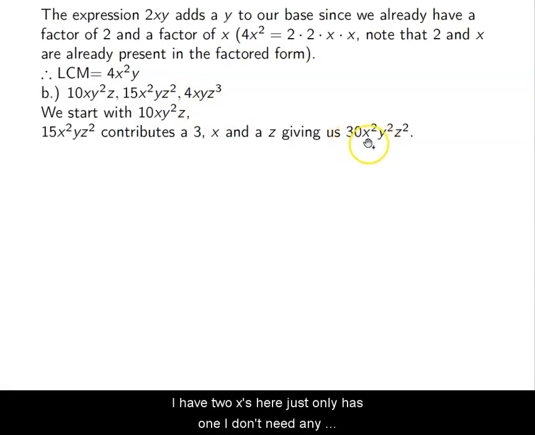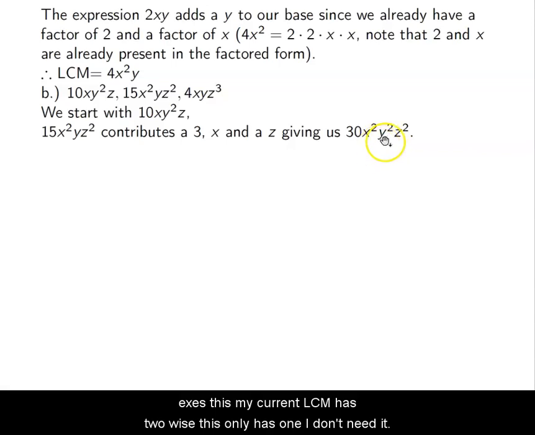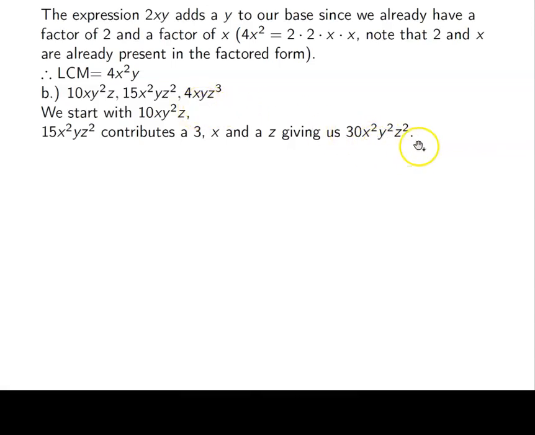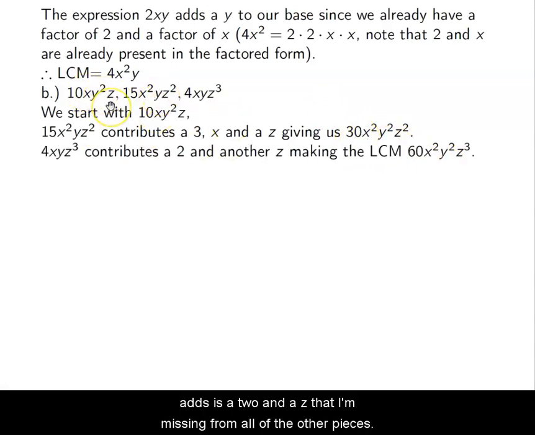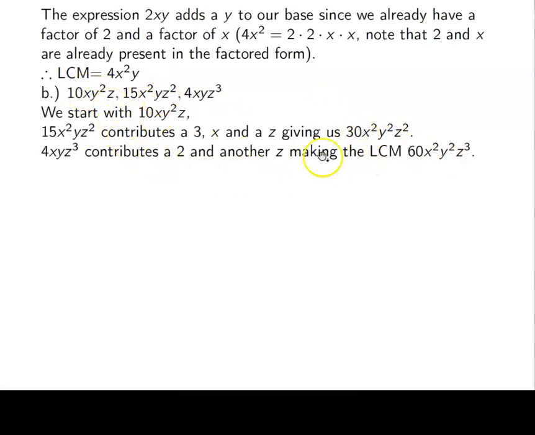I have 2 x's here. This only has 1. I don't need any x's. My current LCM has 2 y's. This only has 1. I don't need it, right? This has 2 z's, but this has 3. So I'm going to take 1 from it. So the only thing that this adds is a 2 and a z that I'm missing from all of the other pieces, okay? So my current LCM is 60 x squared y squared z cubed.